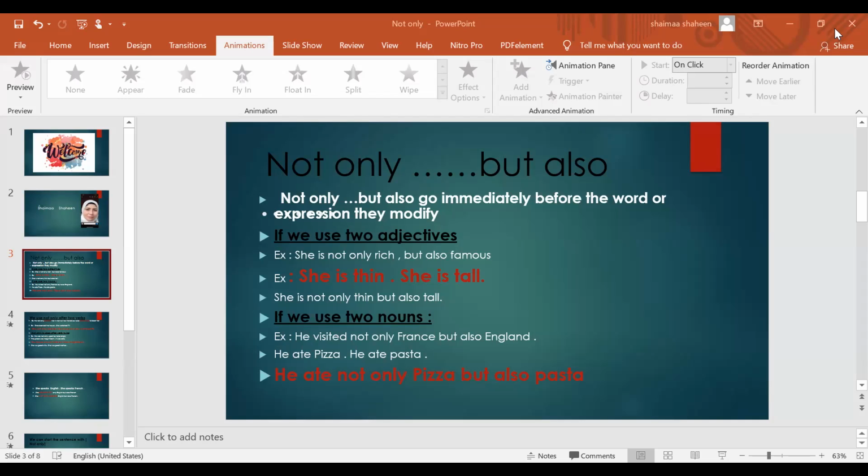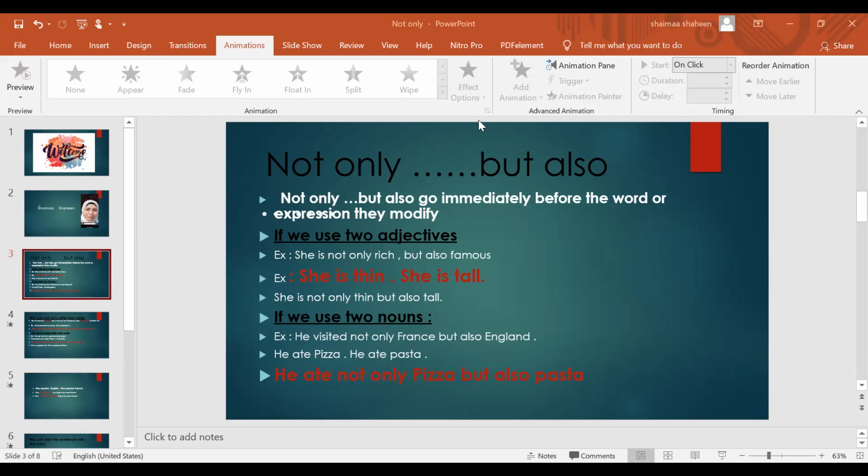If you look at the example, she is thin, she is tall. So how can I join it? I can join it by saying she is not only tall. But I want you to have a look here. Where did I place not only? Did I place it after the verb to be or before the verb to be? Because this is very important. Where did I place not only? Yes, after the verb to be. Thank you. So she is not only thin, but also tall.